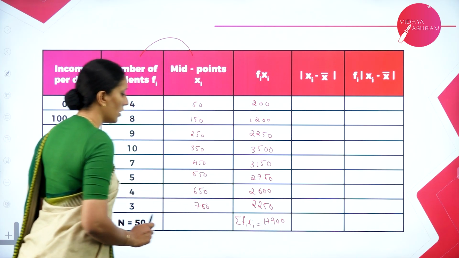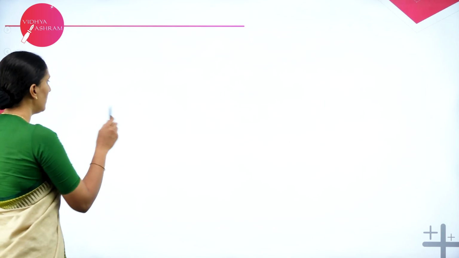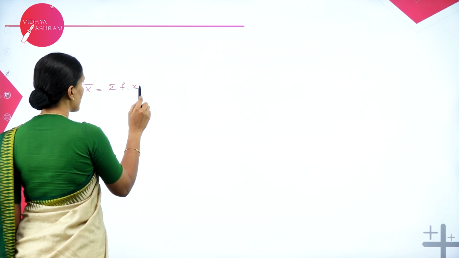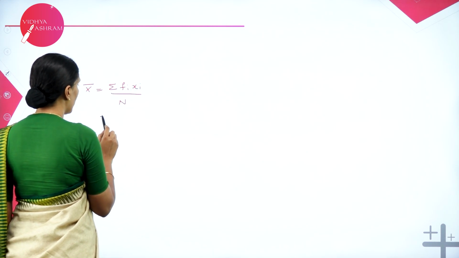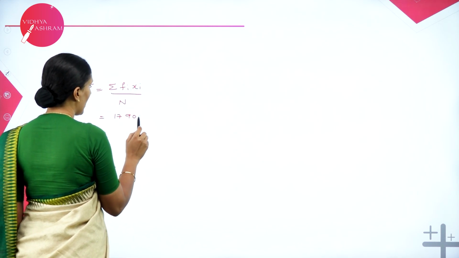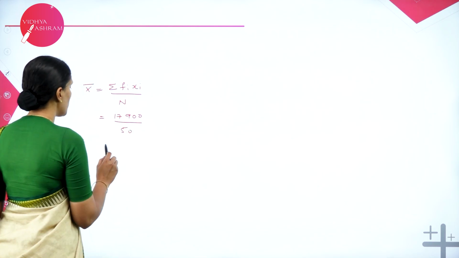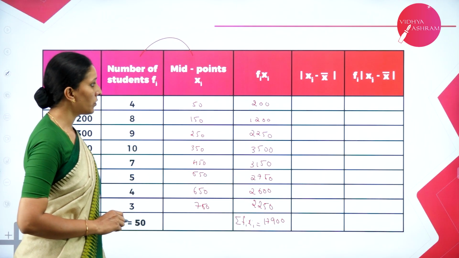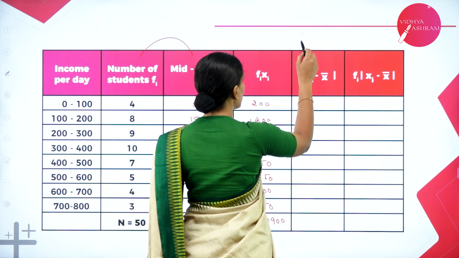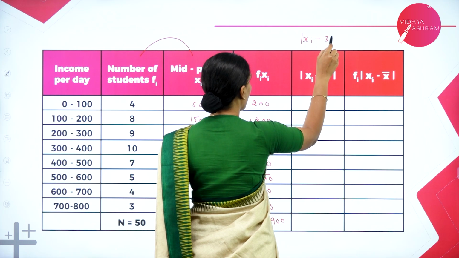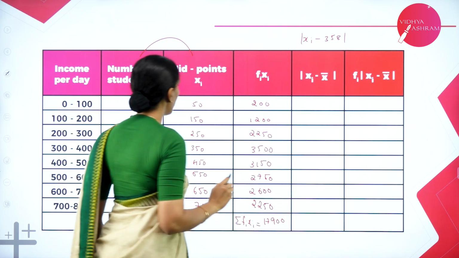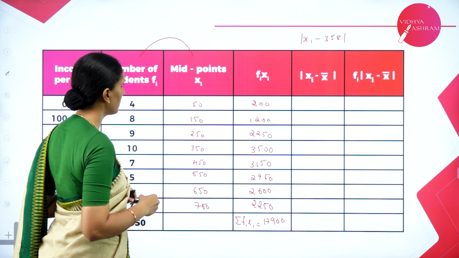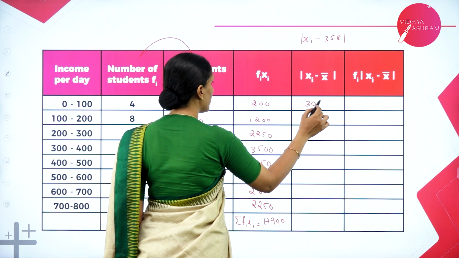17,900. Now we need to calculate the mean here. X bar is equal to summation Fi, Xi whole divided by n. That is 17,900 divided by 50, whose value is 358. So that means we need to take the deviation of all the scores with 358. So here is Xi. So we have 50 minus 358, whose value is 308.